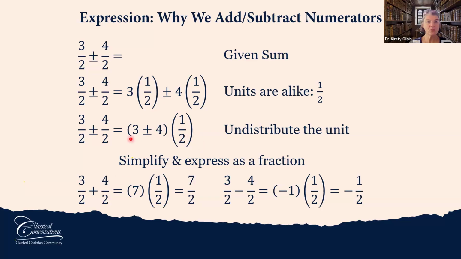So now when I see that, let's look down here, I've broken them out. If I'm adding, 3 plus 4 becomes 7. If I'm subtracting, 3 minus 4 becomes -1. Then I can multiply again, and that'll let me express it as a fraction. If I had 7 halves, I can write that as 7/2, or 7 halves. And -1 halves becomes -1/2.